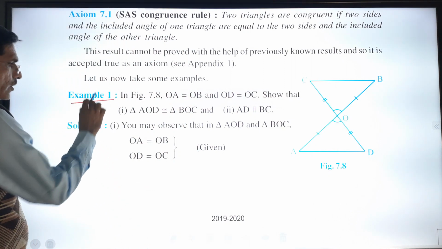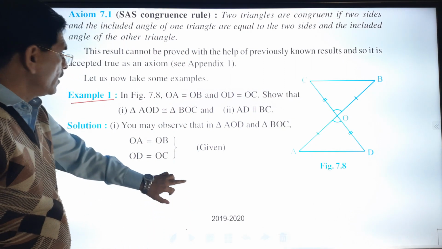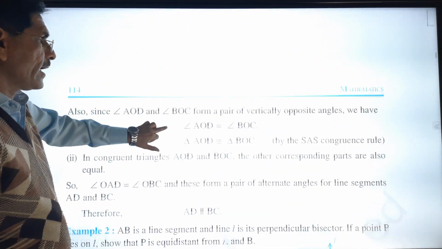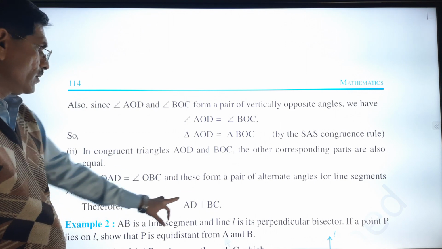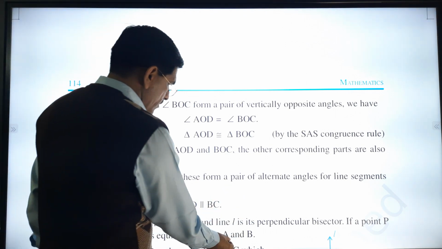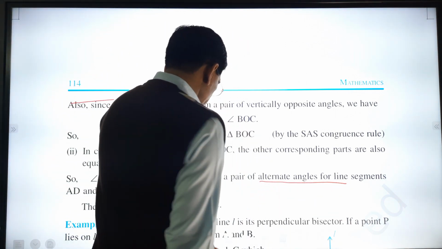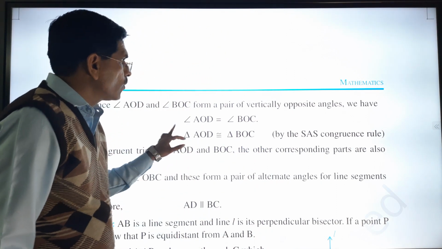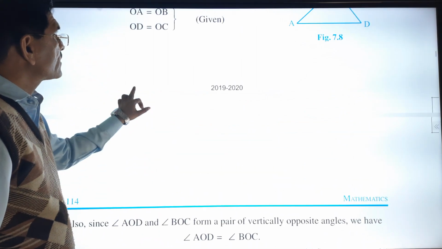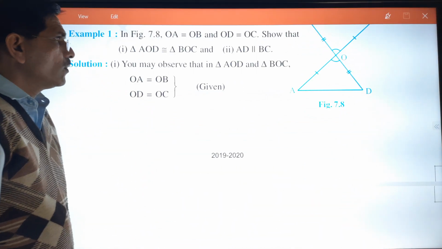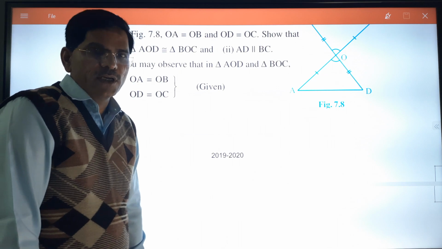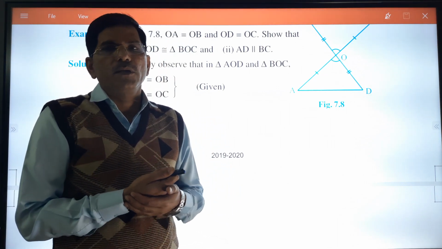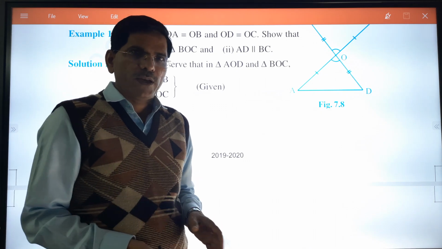So in homework you also write example 1. Here they are giving the proof, saying alternate angle pair. So anyhow you have to write this also. What you have to write? Axiom with example 1. So that is sufficient for today's lecture. Go through it and write all the points in rough book and then in fair book. Thank you.